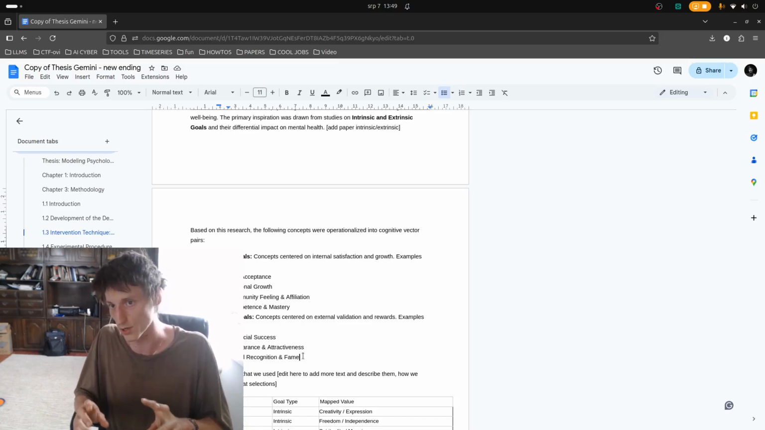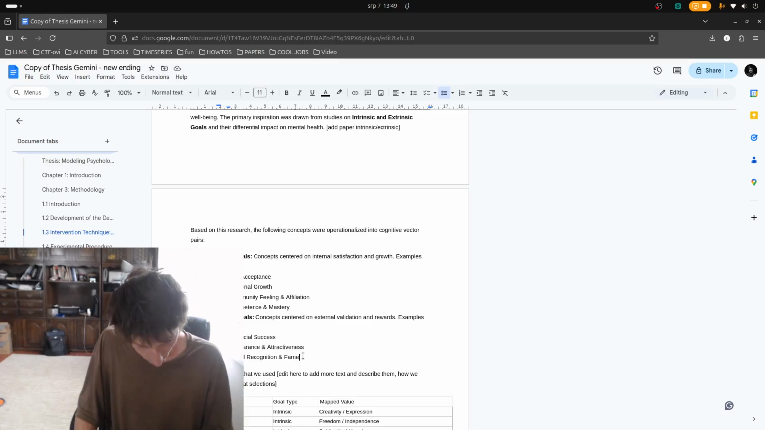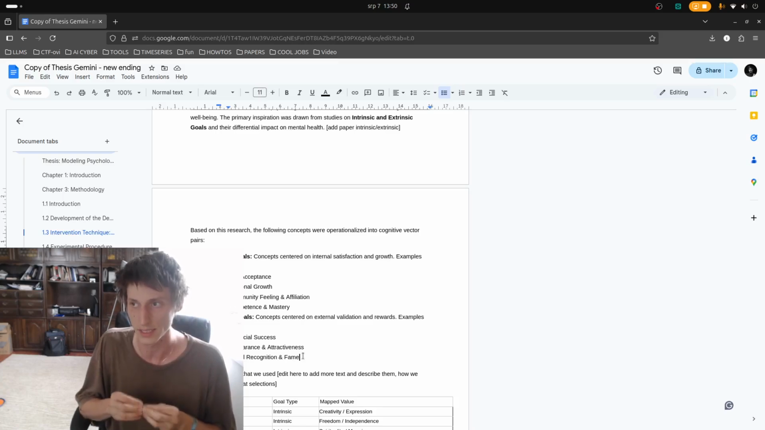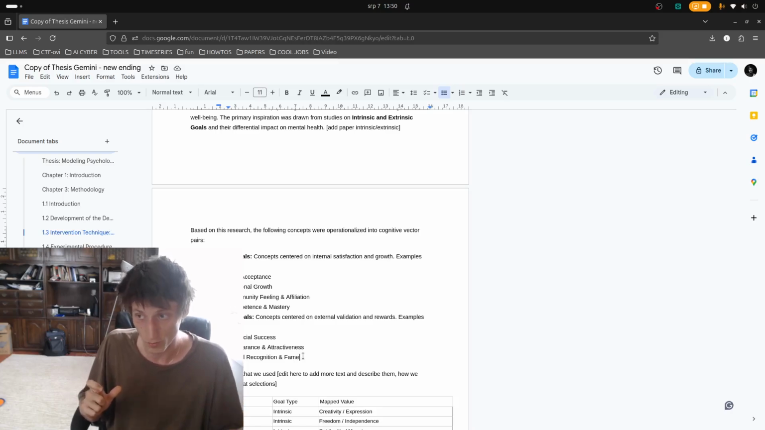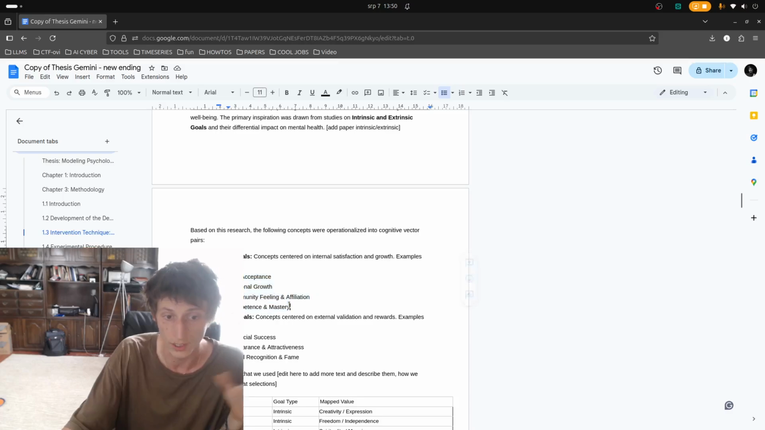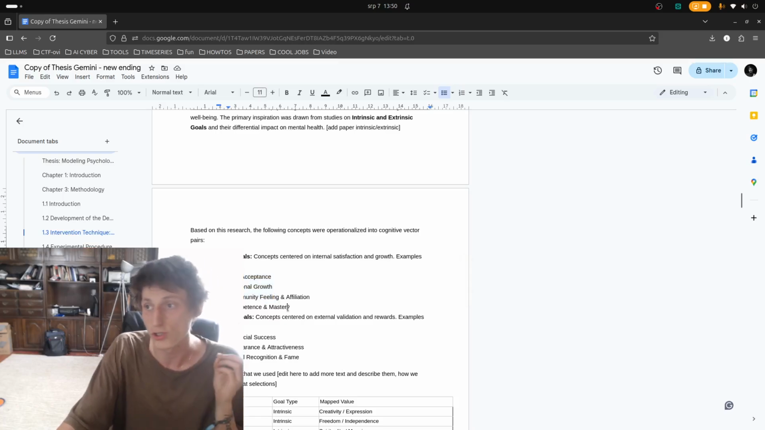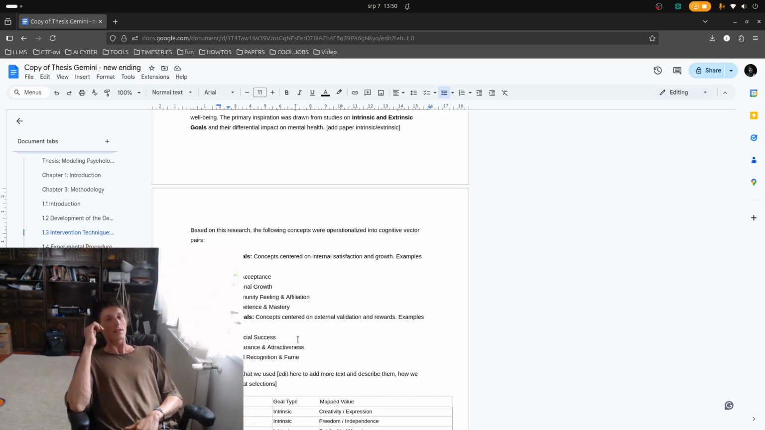I'm using the word causal here very precisely and very carefully, because when I say causal, it means that the same things that apply to LLMs apply to humans or vice versa. So causally, there's a correlate that these goals cause better mental health in general than extrinsic ones. So that's kind of the idea here.